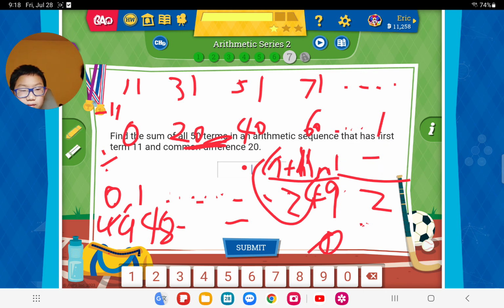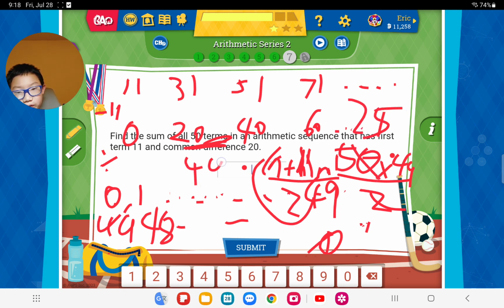So if you use this formula, how do you get the number? It's 50 times 49 divided by 2. Yes. So it's 125. It's 49 times 25. Yeah.